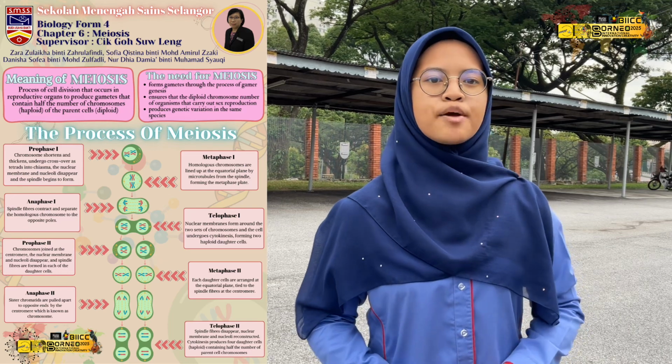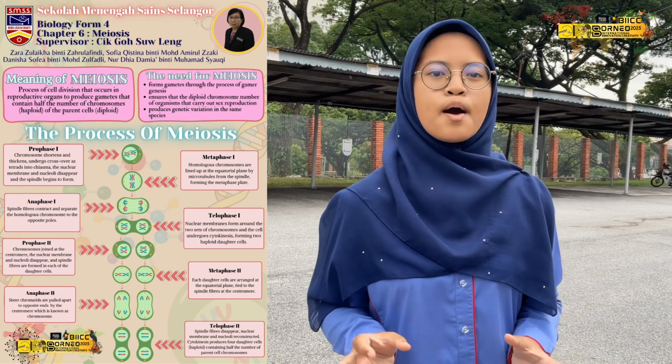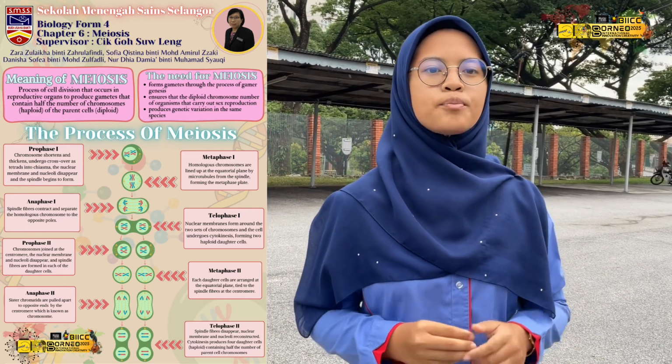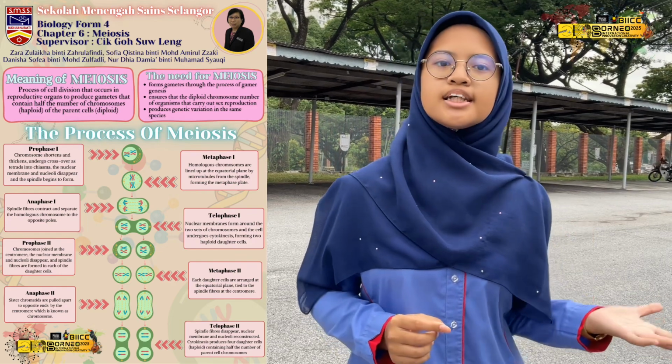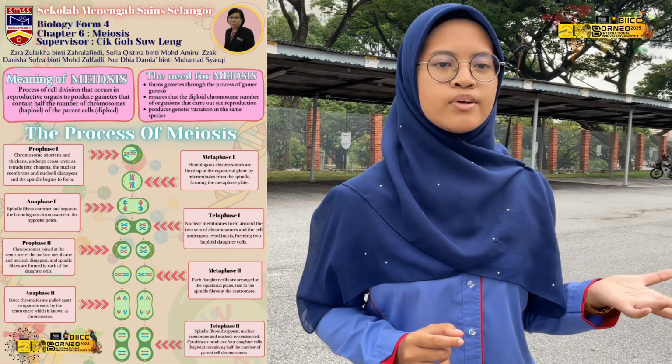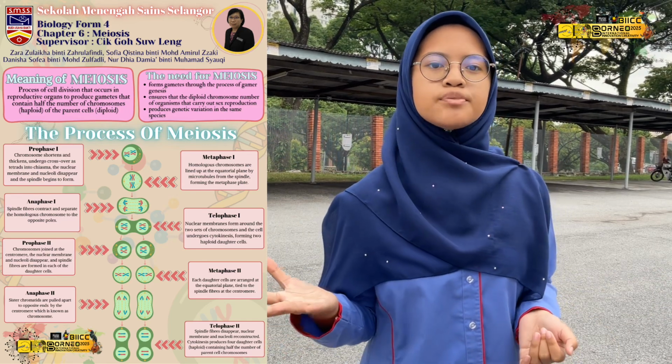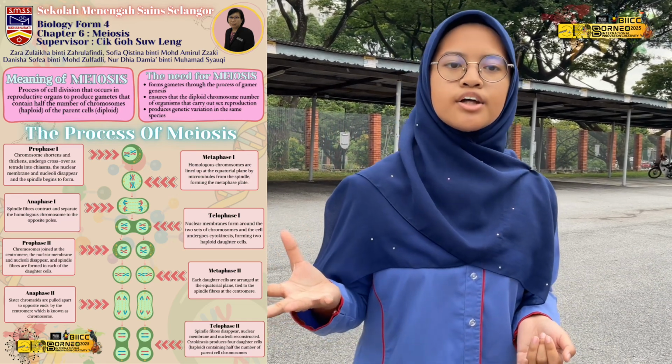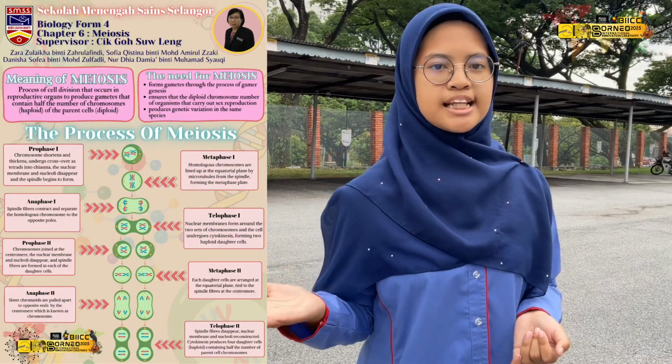In humans and many other animals, meiosis occurs only in the reproductive organs. In males, the testes produce sperm via meiosis. In females, the ovaries produce ova or egg cells through a similar meiotic process.